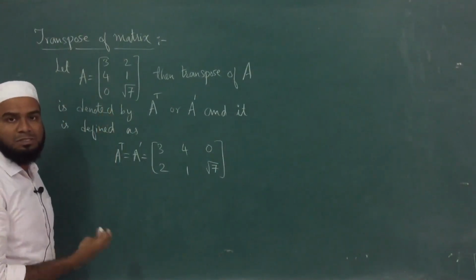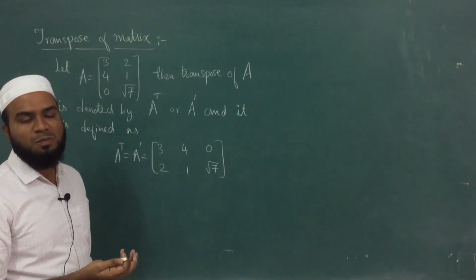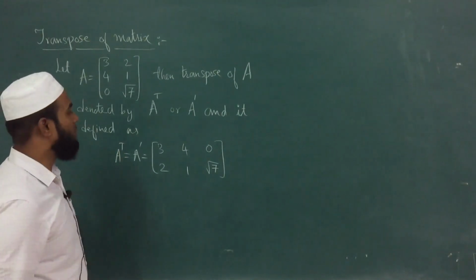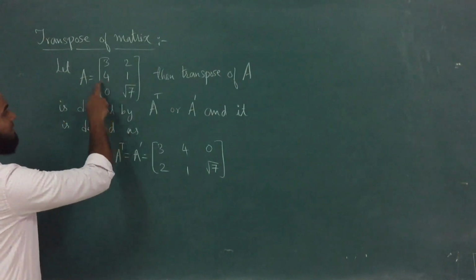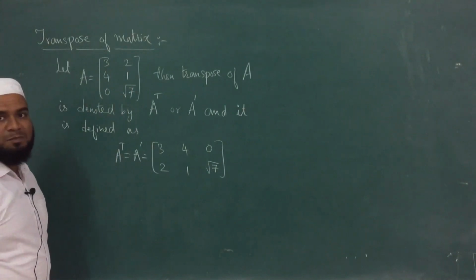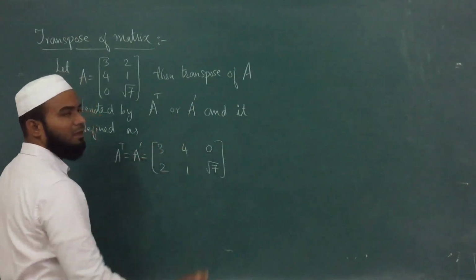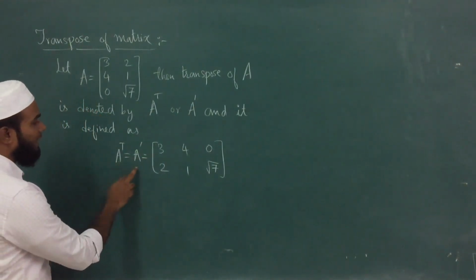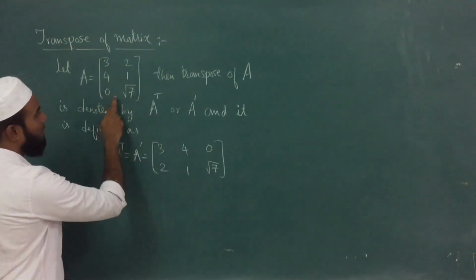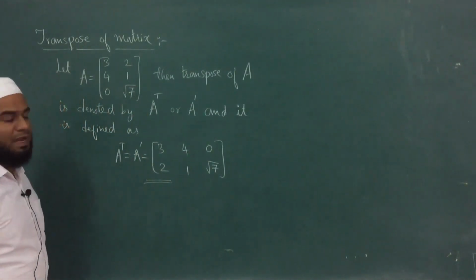We are seeing the transpose definition with an example. Transpose means all the rows should be converted into columns and columns should be converted into rows. Then we get the transpose of the matrix. So the example is this: if I consider the matrix A which is 3, 2, 4, 1, 0, root 7, then the transpose of A is denoted by A transpose or A dash. Both notations are for transpose. Then 3, 2 will become the first column, the 4, 1 row will become the second column, and the 0, root 7 row will become the third column. This is how we define the transpose of a matrix.